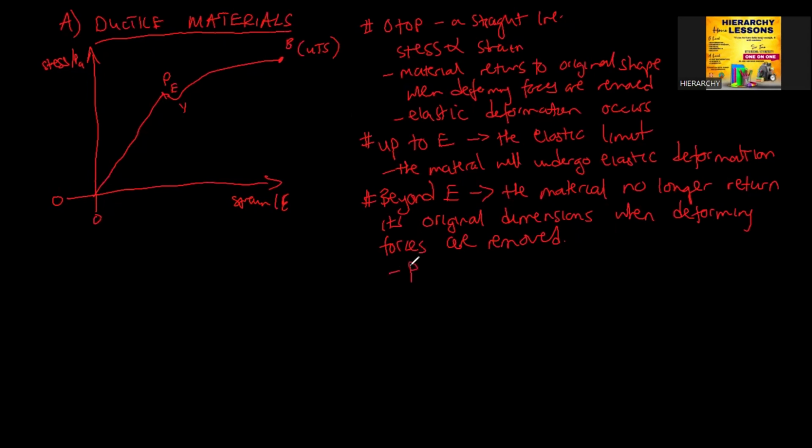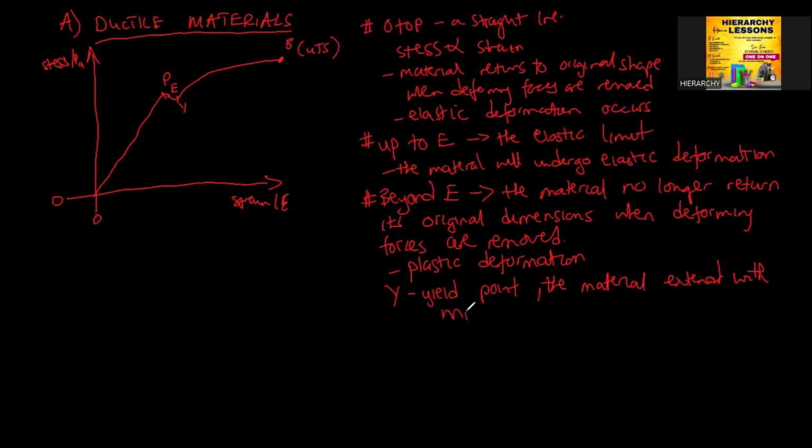So we say the material has undergone plastic deformation, right? At point Y, the yield point, right? So point Y is called the yield point. What does it mean? It means the material extends with minimum stress. So we require little stress for a considerable extension.